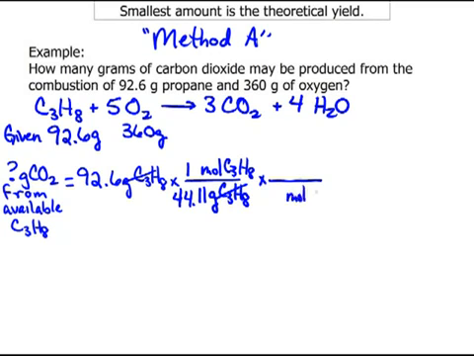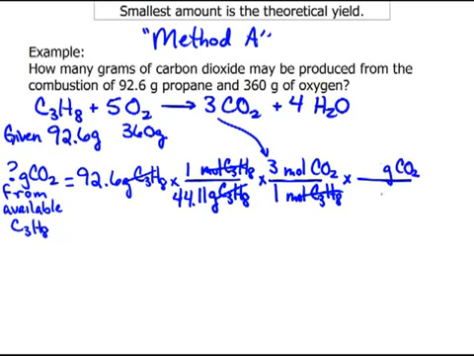Now I need the mole to mole ratio. How much C3H8 per CO2? I get these numbers from the balanced chemical equation. There's a 1 out in front of C3H8 and a 3 out in front of CO2. At this point I have the moles of CO2 if I were to stop here, but I need the grams, so I need to do the conversion with molecular weight again. I need the grams of CO2 per mole of CO2. I put the mole CO2 on the bottom so it will divide out.